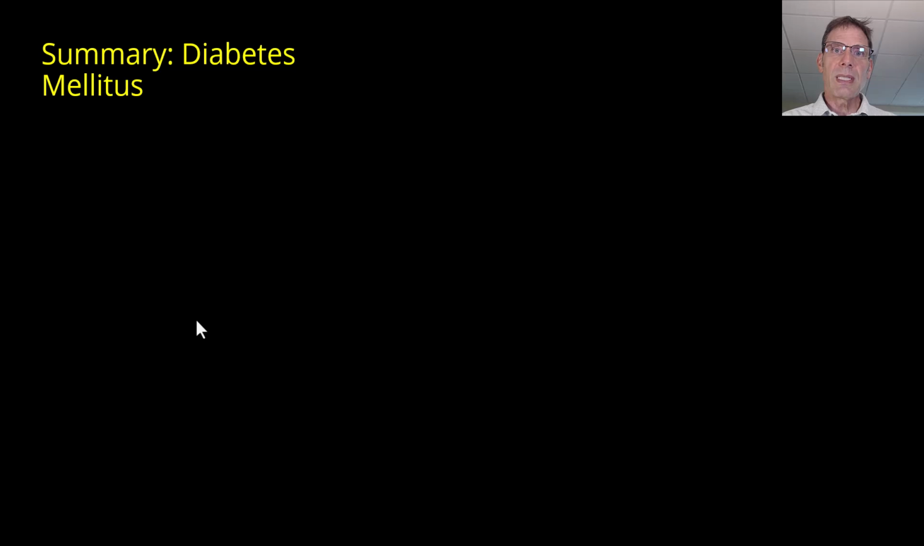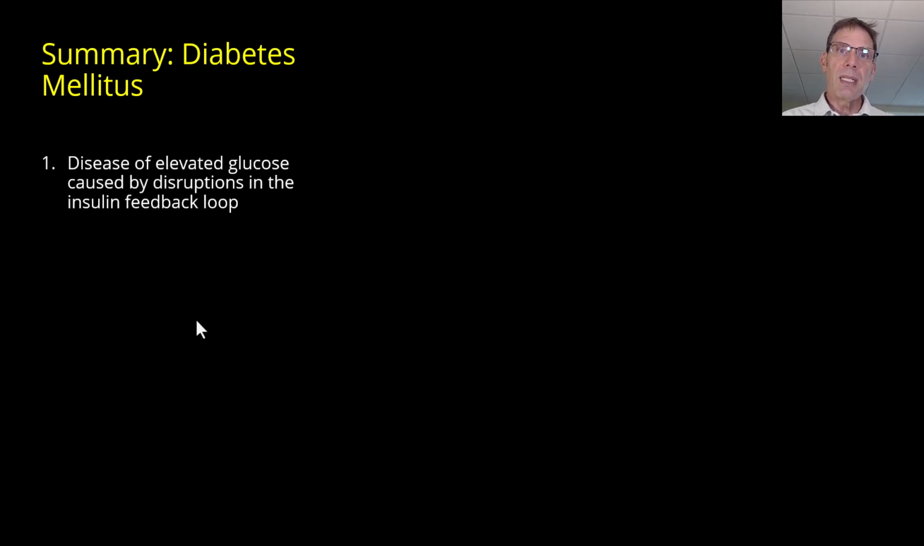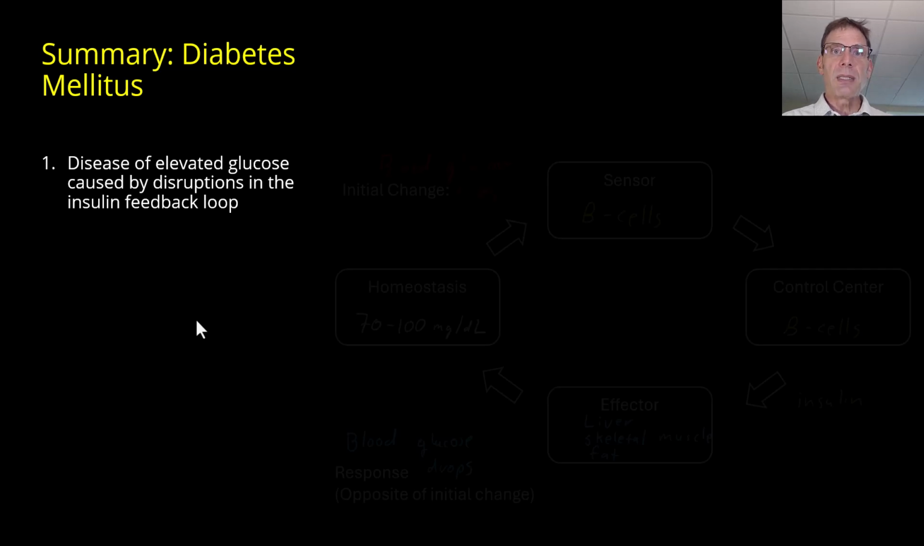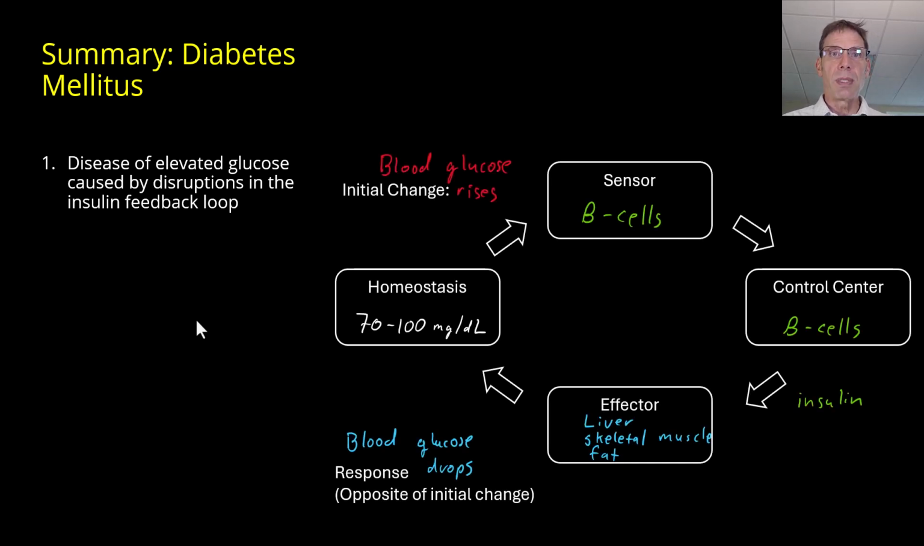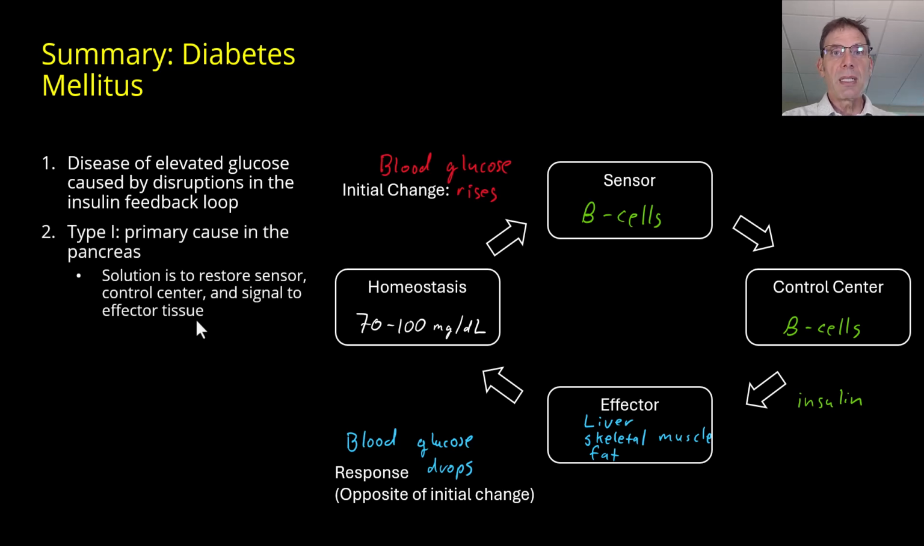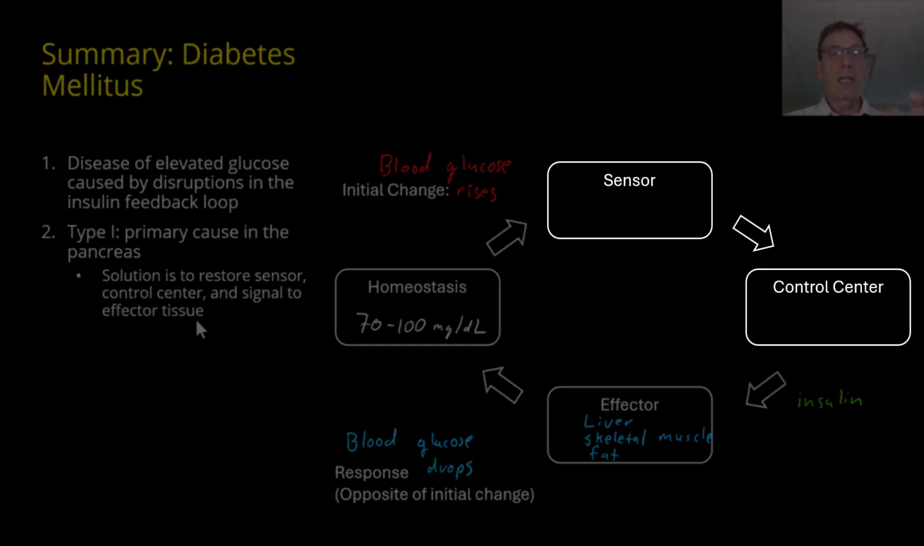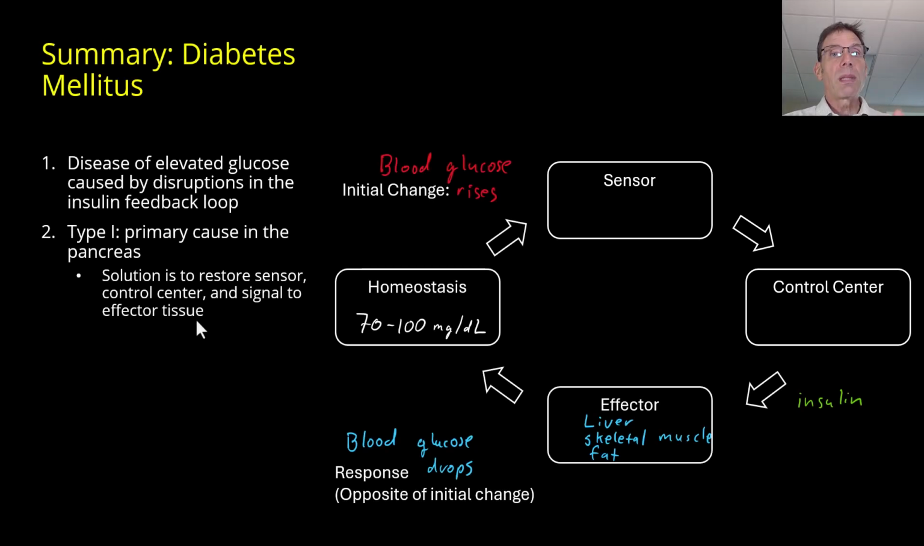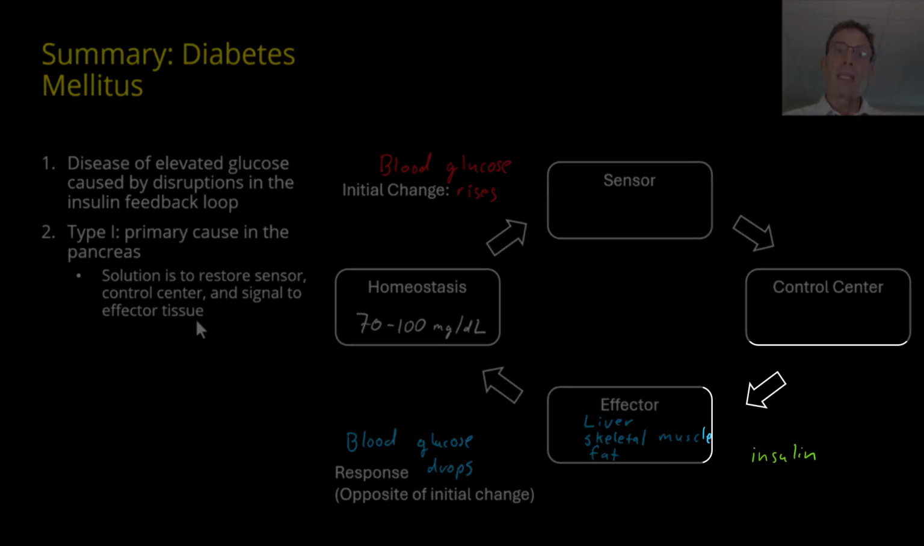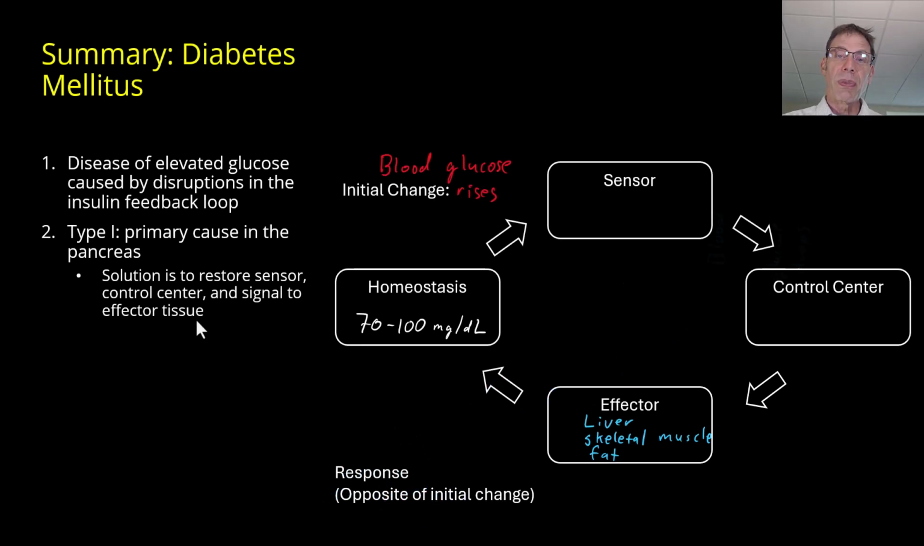All right, let's go with a summary. Diabetes mellitus is a disease of elevated blood glucose, and it's caused by disruptions in the insulin feedback loop. There are two types. Type 1 diabetes mellitus is caused by an autoimmune attack on beta cells in the pancreas. With missing beta cells, we lose the sensor and control center in the insulin feedback loop, along with the signal to the effector tissue. The only treatment is to replace those components.